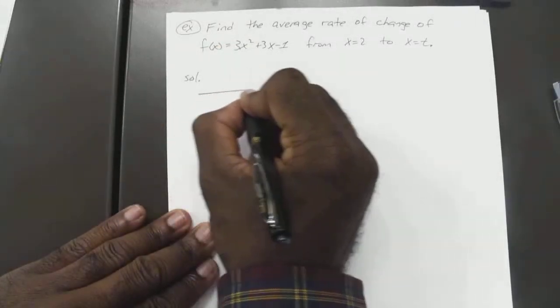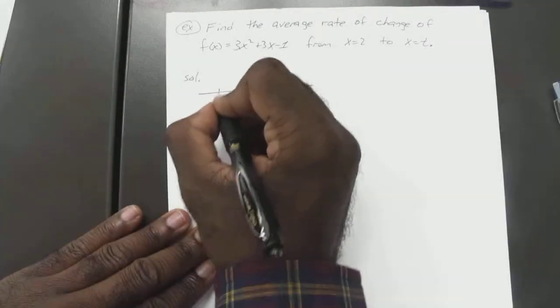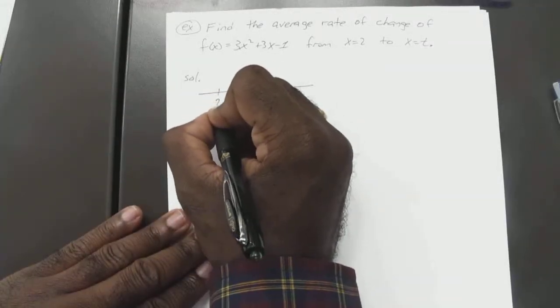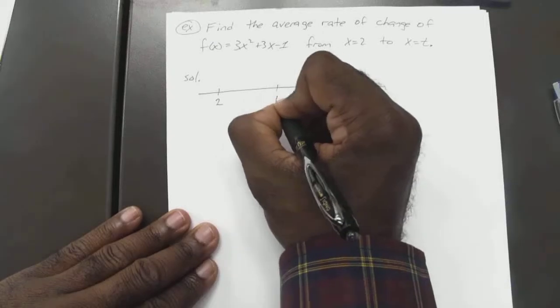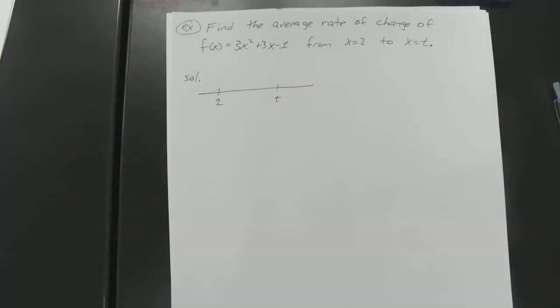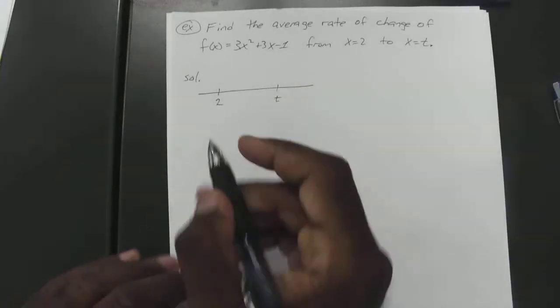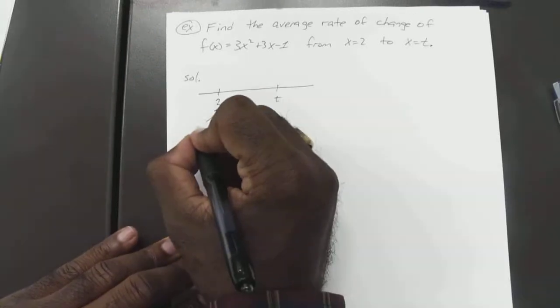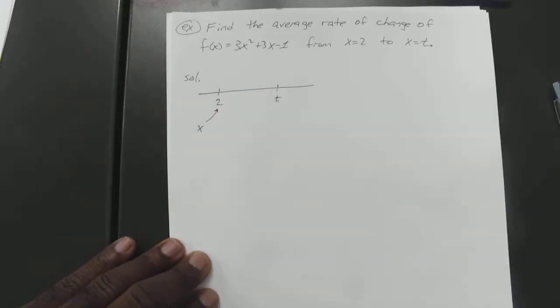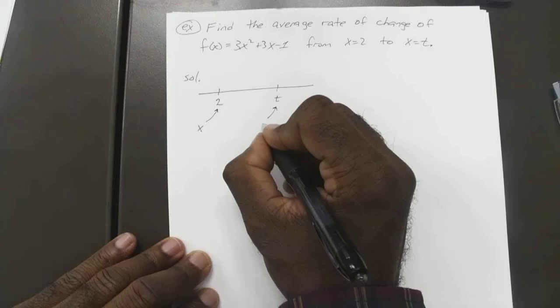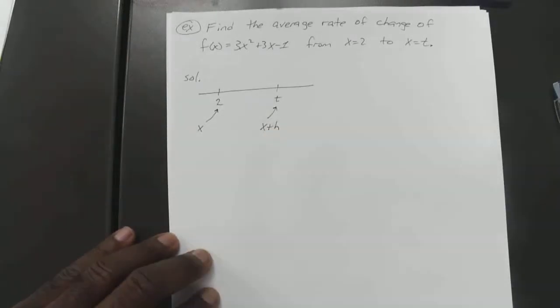Okay, so we start off the same way. We have our 2, and we're going to t. Okay, so we know that 2 is your x, and t is your x plus h.